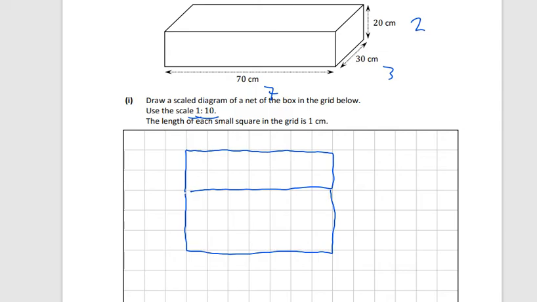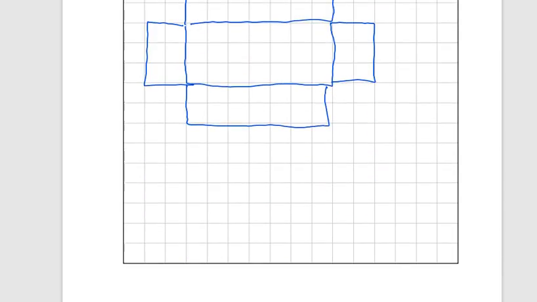What I've just drawn is the bottom of the box. Then it has a side flap here that would fold up, and the same on the other side. And then it'll have another one of those. And then the actual top of the box is this one. That should be it.